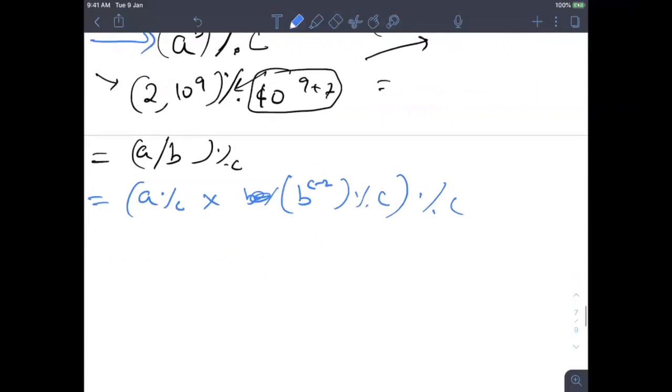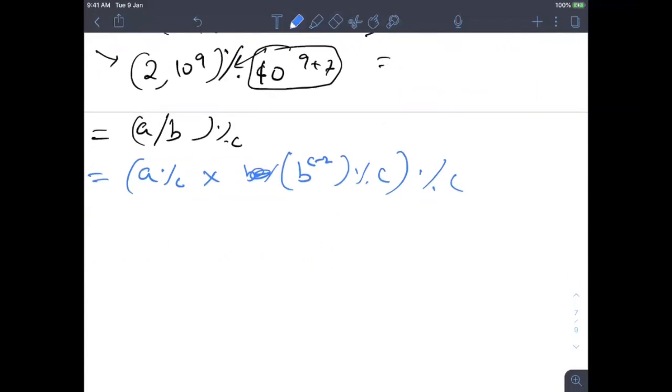Now let's take one example at a time. Let's say you have to calculate 2 ki power 10 to the 9 mod 10 to the 7 plus, let's take a simple example: 3 ki power 1000 mod 10 to the 9 plus 7, the standard mod, right?